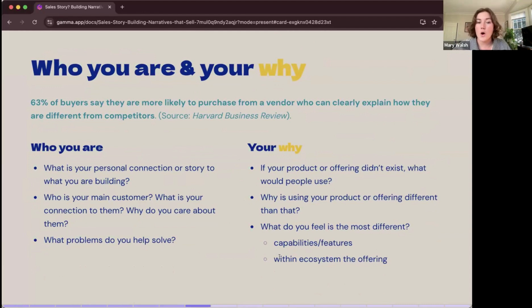First, who you are: what your personal connection or story is to what you're building, who your main customer is, what your relationship or connection to them is, and what problems you solve. And then your why, starting to get into some of that differentiation, specifically about your product. If it didn't exist, what would people use? Why is using your product or offering different than what people use right now? And what do you feel is the biggest difference?